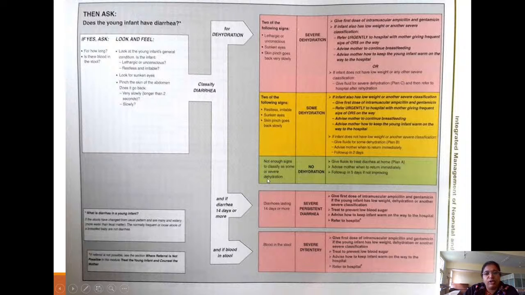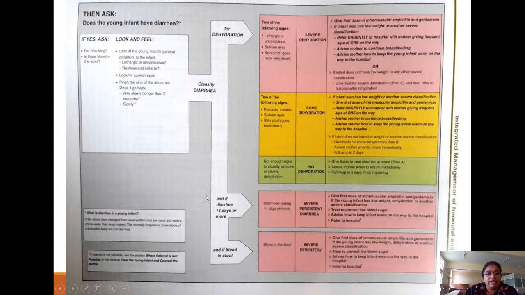If he is not fitting into any signs of some or severe dehydration, where not much monitoring is required, then you may send the baby home, but you have to explain the warning signs to the mother, like we said, and follow up immediately when any of these warning signs develop. Or if the child is doing well, she can follow up in 5 days. And if he is improving but the problem is still persisting, she can also follow up.